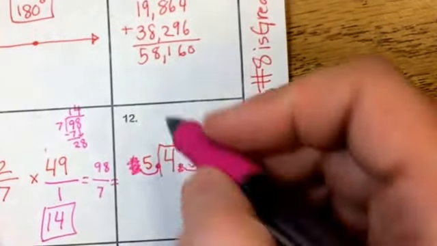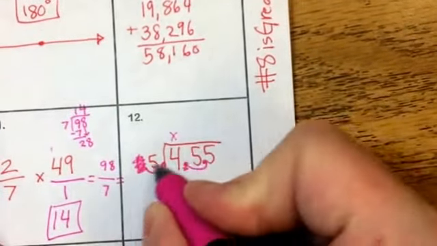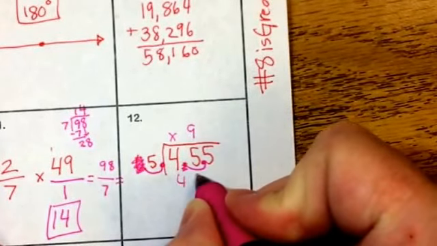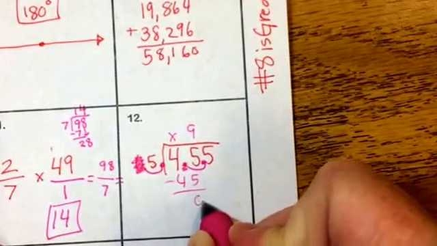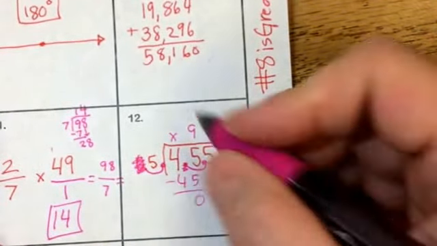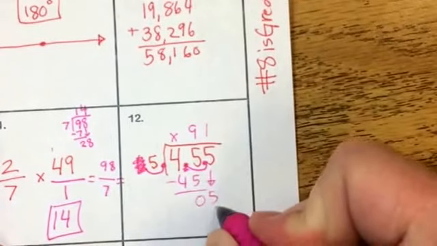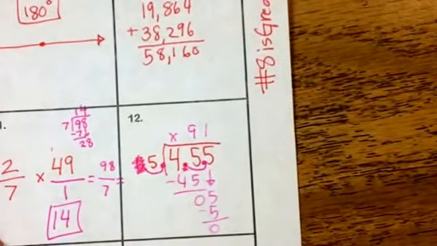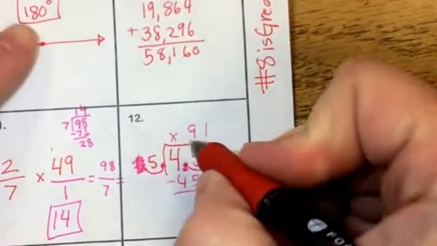So now I know 5 cannot go into 4. 5 can go into 45 9 times. 9 times 5 is 45. Subtract it out, I get 0. Bring down my 5. 5 can go into 5 one time. 1 times 5 is 5. When I get none, I am done. And I can see that my final answer is 91.